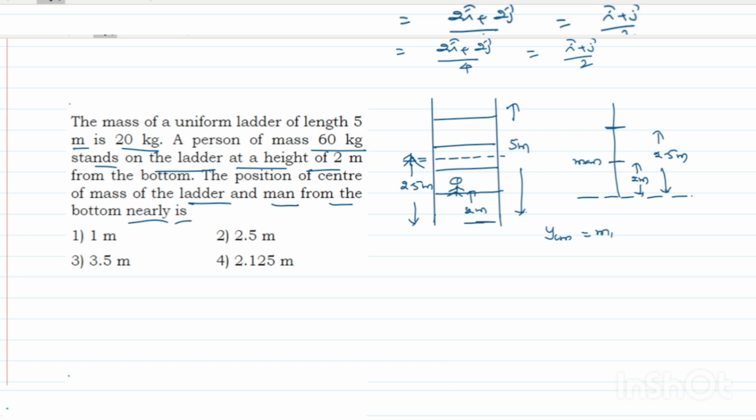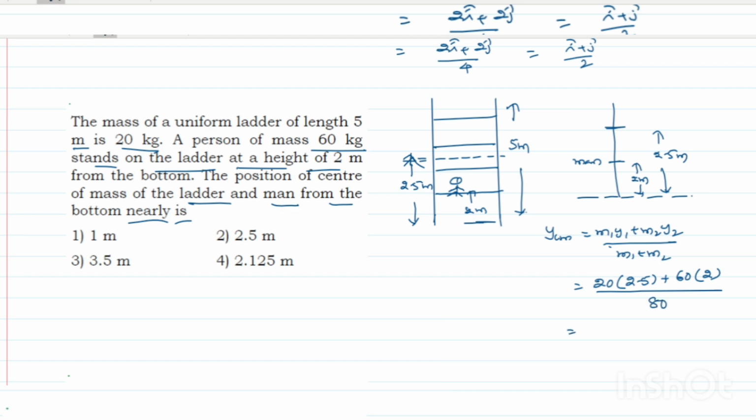So YCM, which you can write as (m1 y1 plus m2 y2) by (m1 plus m2). The mass of the ladder m1 is given as 20 kilogram, into y1, the position of its center of mass, which will be at a 2.5 meter distance. m2 will be 60 kg, he is at a 2 meter distance. Here it's a non-uniform body, so you can take its distance from the bottom. 60 into 2 by m1 plus m2, 20 plus 60, which is nothing but 80.